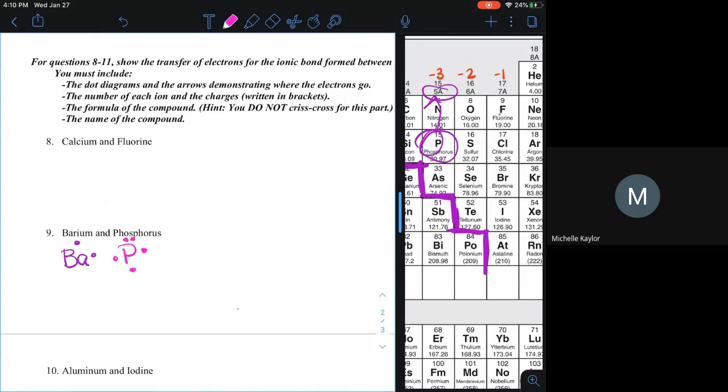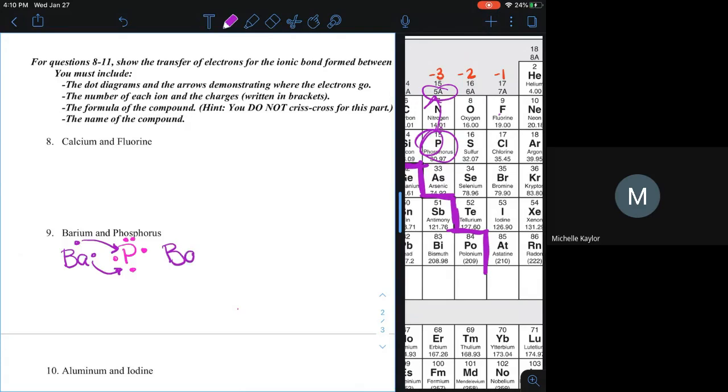So now we have to show the transfer of electrons. Barium wants to lose its electrons, 2 of them, and phosphorus wants to gain 3. So what's going to happen is barium's going to give 1, 2 electrons to phosphorus. And remember to show where the electron's going with your arrow. So barium is now happy because it got rid of both of its extra electrons. The problem is phosphorus originally had 5. It only got 2 more. So it only has 7 now. It wants 8, which means it needs another electron.